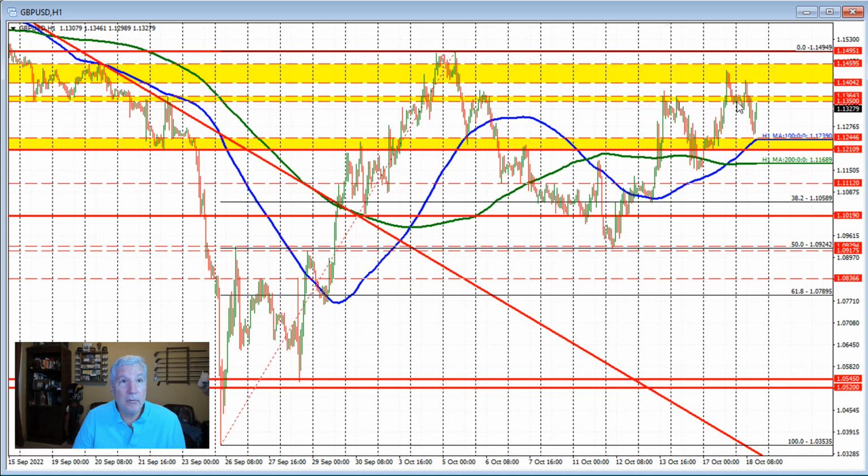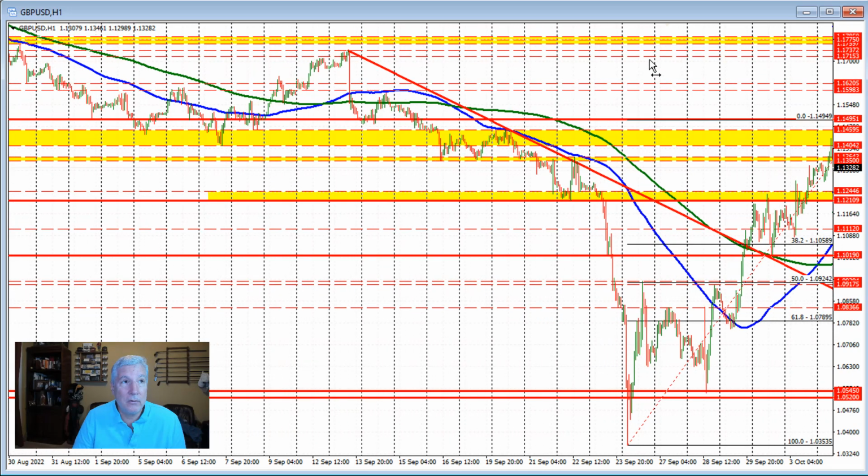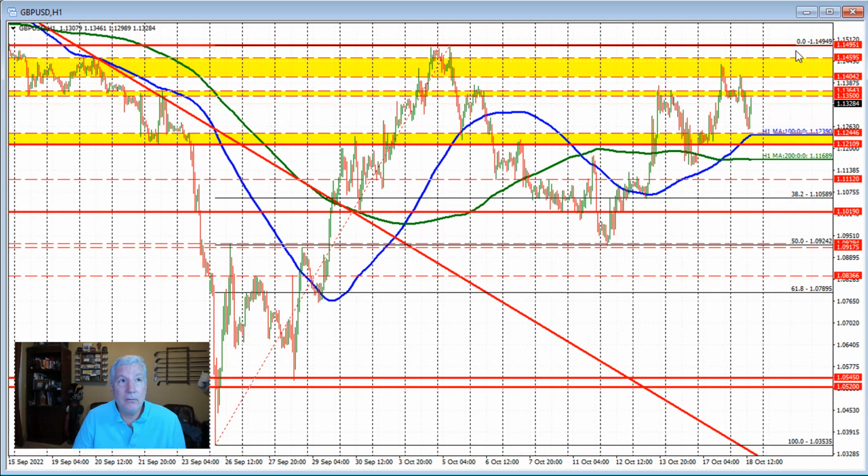We have this swing area through here to get above, and then we have this old swing area, which I already talked about here, all those lows and highs through there to get to and through. If the price is going to go higher, we need to get above those levels and stay above those levels.